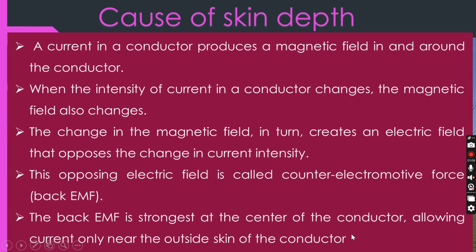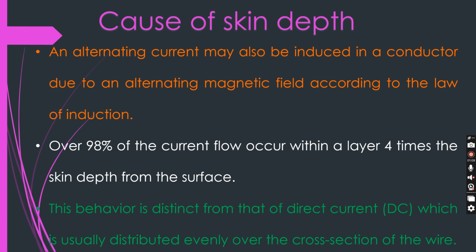So inside the conductor, at the central part, this opposing or back EMF is prominent, whereas primary current is found along the superficial portion. So that is the reason. The secondary one is mostly dominating inside at the central part. An alternating current may also be induced in a conductor due to an alternating magnetic field according to the law of induction. So AC current is a must.